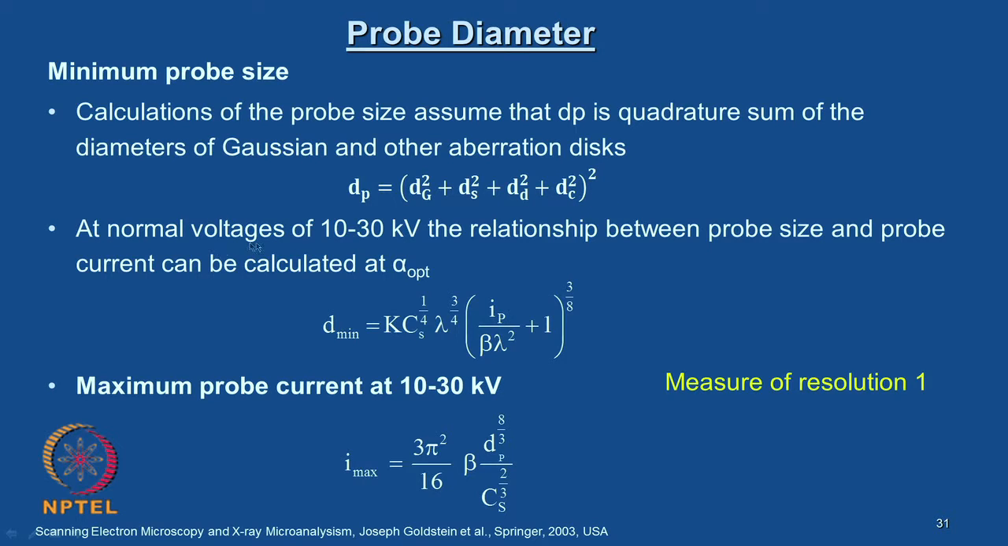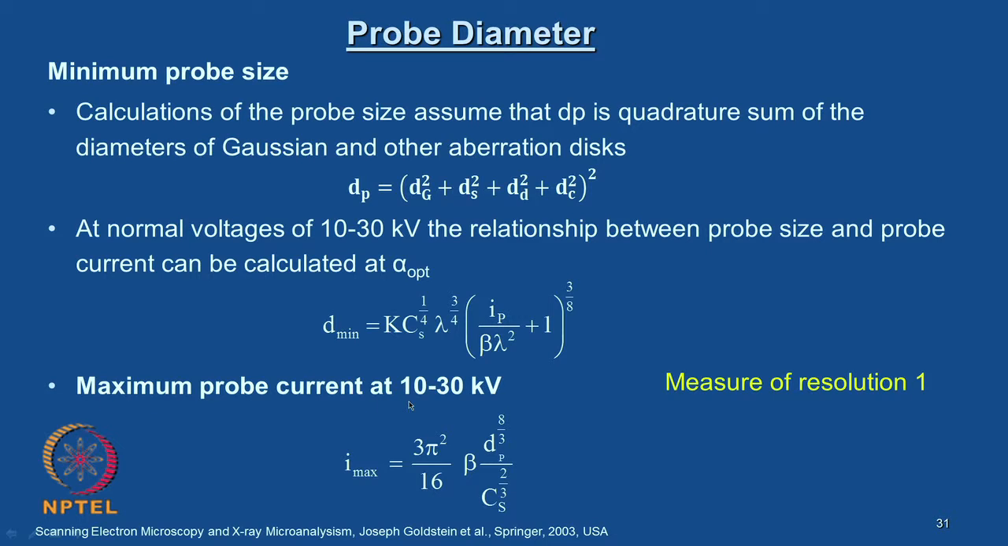At normal voltage of 10 to 30 kilovolt, the relationship between the probe size and the probe current can be calculated at alpha optimum, which is d minimum is equal to k Cs to the power half lambda to the power 3 by 4 times IP by beta lambda square plus 1, whole to the power 3 by 8, where Cs is the spherical aberration coefficient. Here only considering this aberration, this expression is valid. It is assumed that other aberrations do not have a significant influence. In those circumstances, this expression is valid.